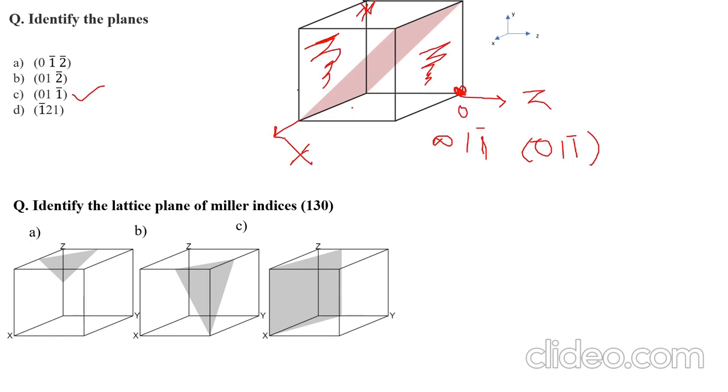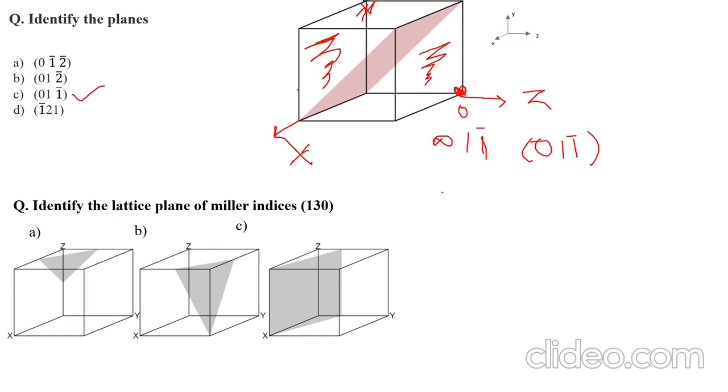But suppose in this question the answer is 0, 1, 1 bar. I have been asked to write one more plane which is a part of the same family. How would I write that? That is my question. I want to write one of the members which belongs to this family, 0, 1, 1 bar. Can I write 0, 1 bar, 1? Will it be part of the same family? Yes, it will be part of the same family. Thank you.